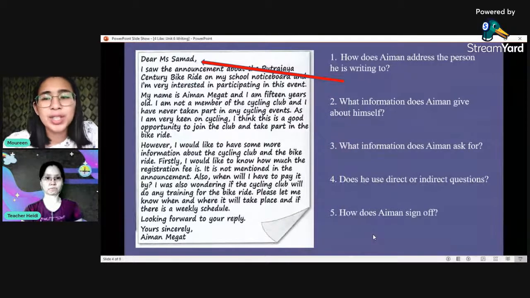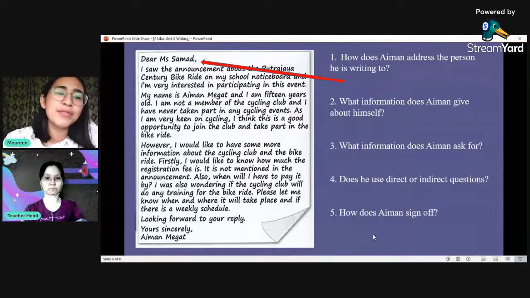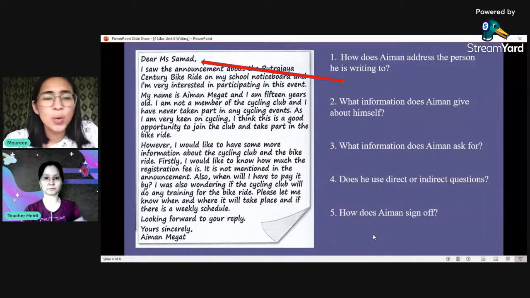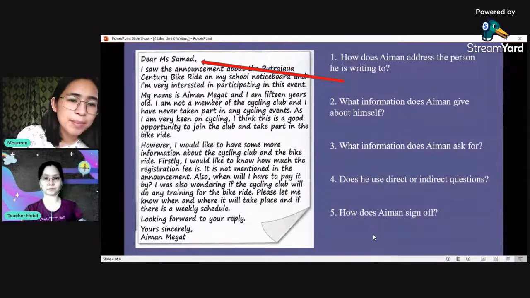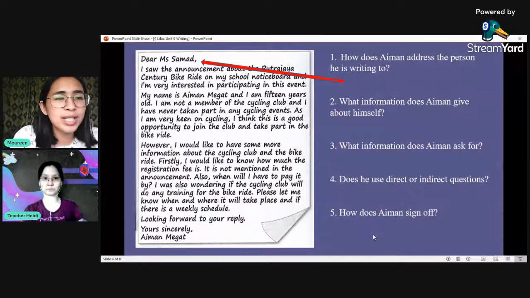How about, what information does Aiman give about himself? What information does he give about himself? Everyone may look at the response again. In which paragraph? Okay, everyone, look at your text or the screen. What information does Aiman give, class? In which paragraph? Tell me the paragraph first. Paragraph mana yang dia give information about himself? You may respond in the chat box. Okay, everybody look at your text or look at the screen. Which paragraph?